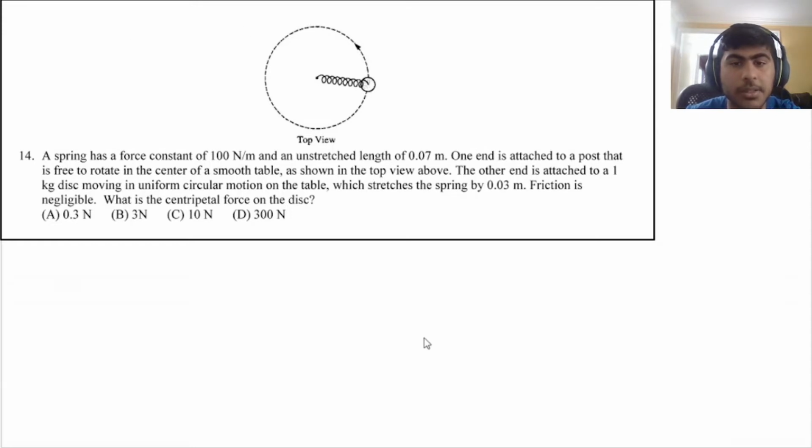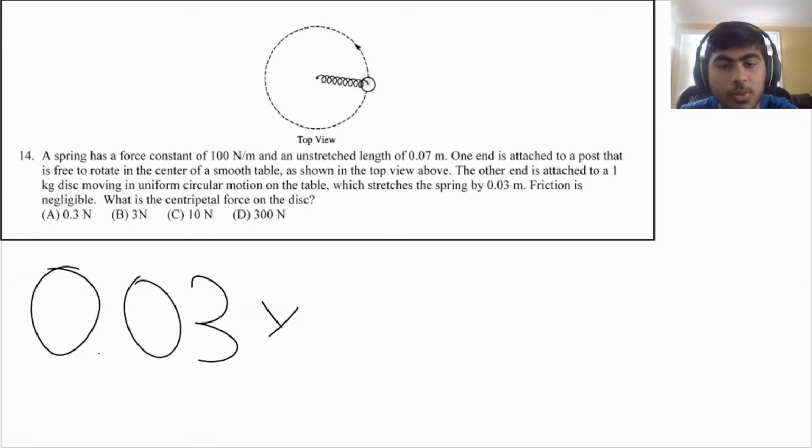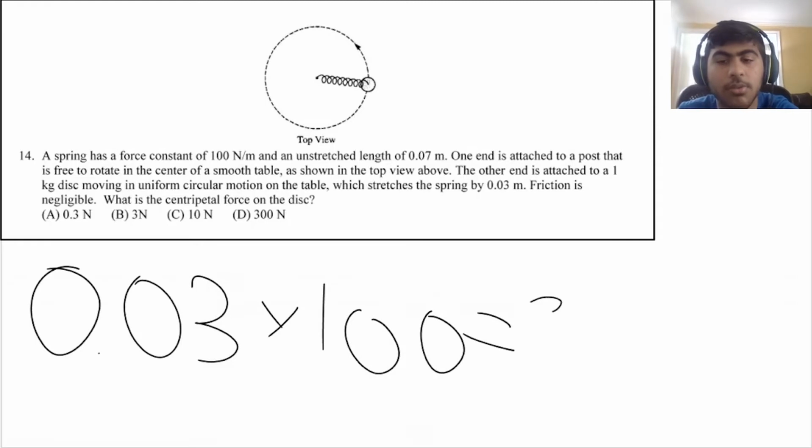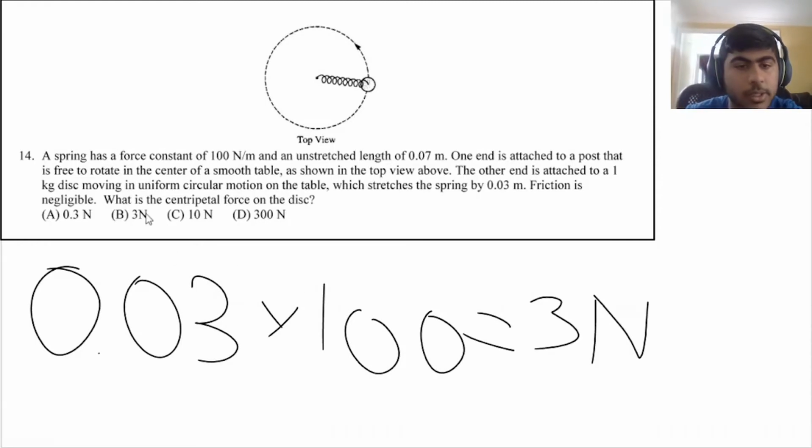So let's see what we can do here. They give us 1 kilogram, right? That's the mass. So to find the force, we just need the centripetal acceleration, right? Now let's see what we have here. We see a force constant of 100 newtons per meter, and its equilibrium position is 0.07 meters. Now it's being stretched an extra 0.03 meters, meaning that the total spring force is 0.03 times 100, or 3 newtons, which is answer choice B.